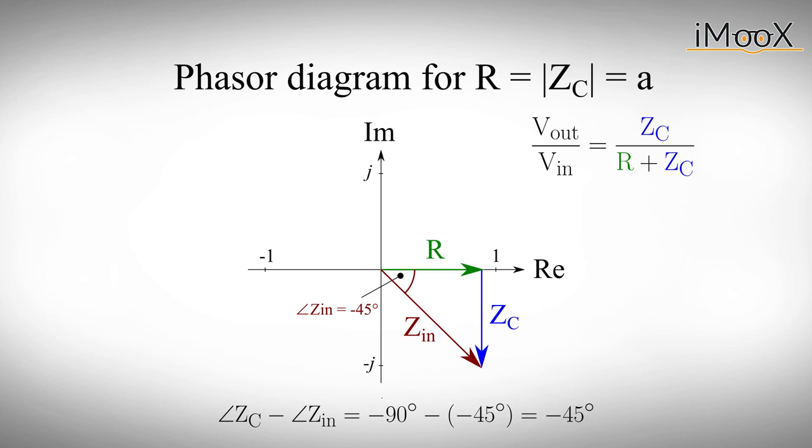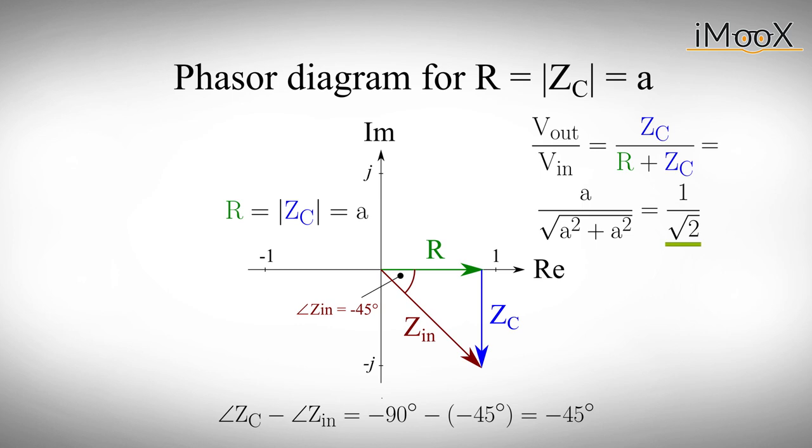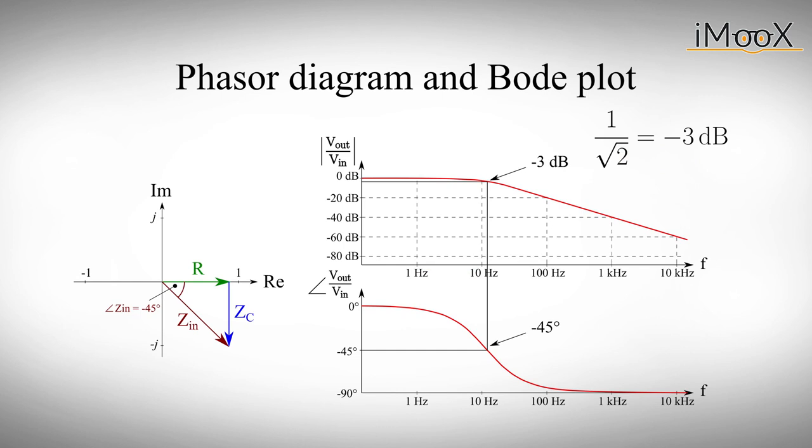If we want to calculate the attenuation at this point for an arbitrary length a, we can apply the law of Pythagoras. As a result, we now know that at the corner frequency Fc, the output voltage of a real filter is always 1 over the square root of 2 times the input voltage. This whole representation of attenuation and phase shift is called the Bode plot and is most commonly used to describe the behavior of a filter circuit.